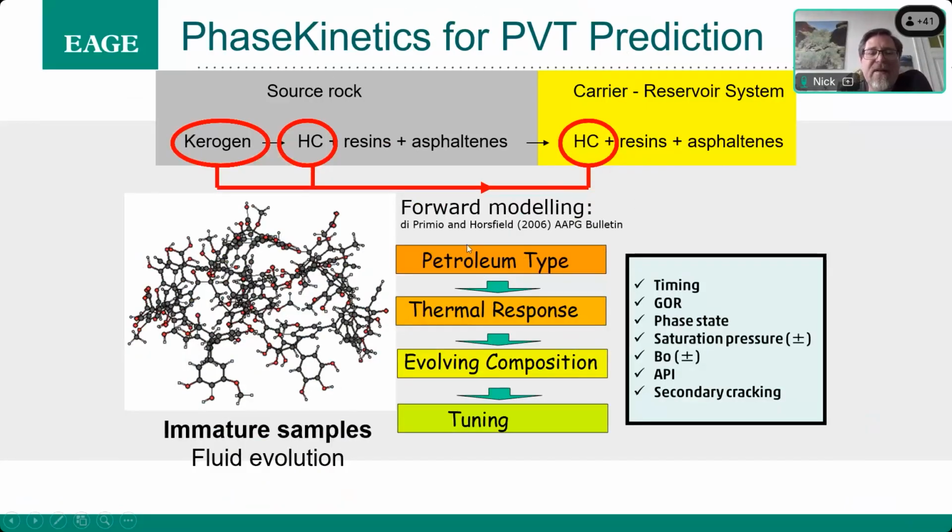We do this in a forward modeling approach called PhaseKinetics, which compares hydrocarbons generated in the lab to hydrocarbons generated under natural conditions in the carrier reservoir system. It consists of four steps, utilizing open and closed system pyrolysis approaches to determine the petroleum type, the thermal response or kinetics, and the evolving composition of the fluids generated as a function of maturity. The gathered data can then be tuned in the final step into a PVT compatible format, and physical properties can be predicted. I would like to run you through this model in the next five slides or so.